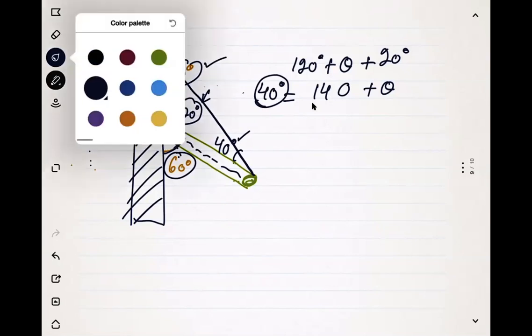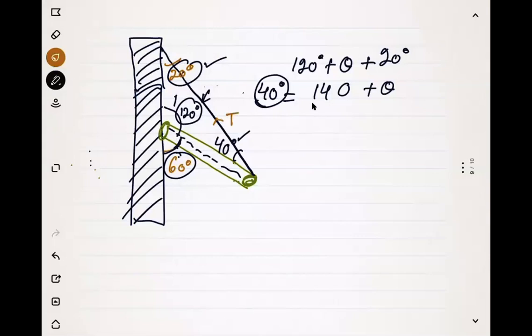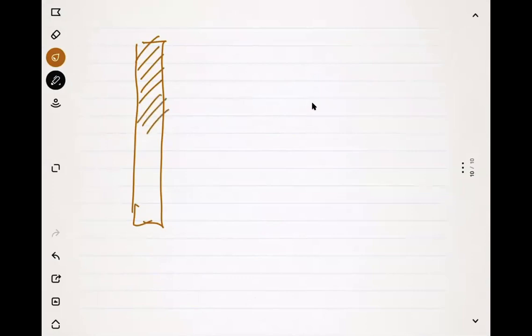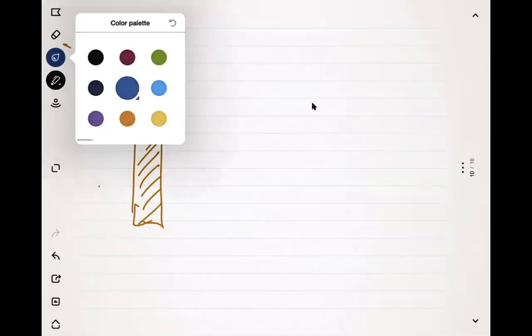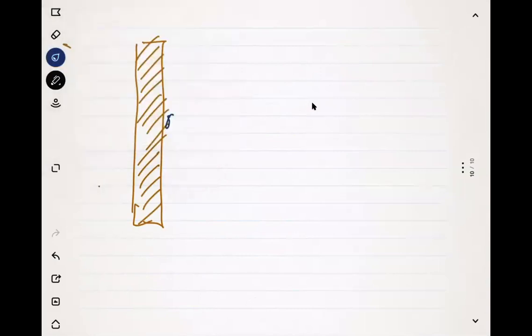Now we will resolve tension with this 40 degrees. With the rod at the angle, the tension is T. Now to calculate the moment for T, we have to resolve T. So this was a rod. Now if we resolve tension into its components, this angle is 40 degrees.